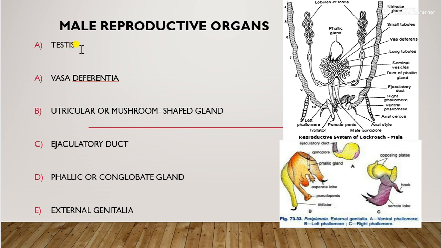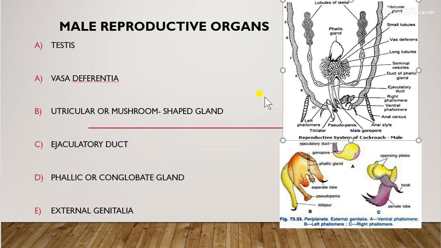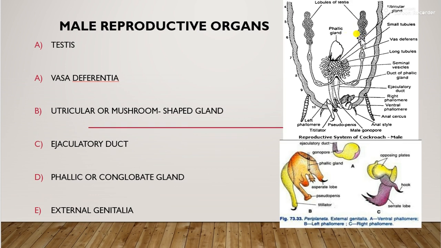Okay, so we see them one by one. First of all, we see here the testis. There is a pair of three-lobed testes lying dorsolaterally in the fourth and fifth abdominal segment, embedded in the fat body. The testes are well elaborated structures, full of sperm in the young cockroach, and become non-functional and reduced in old adults, but some sperm may still be found in them.